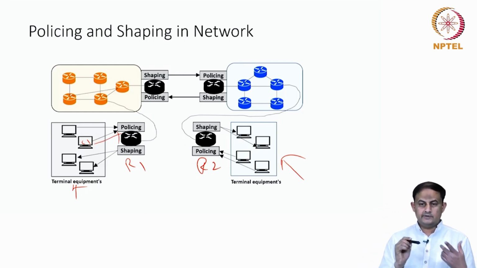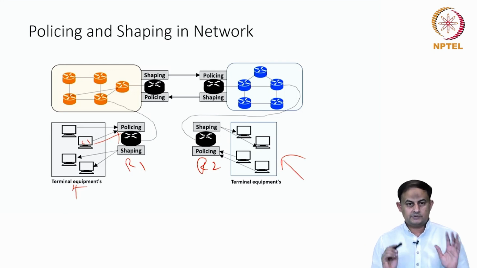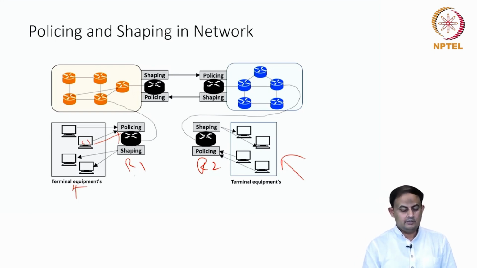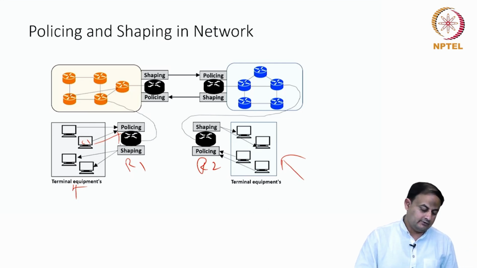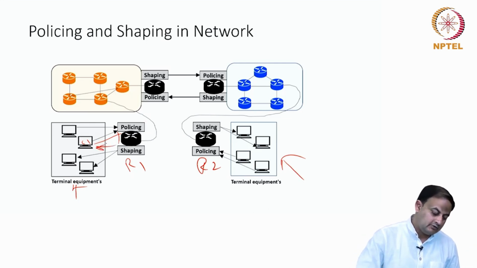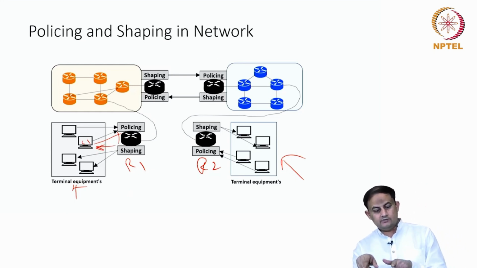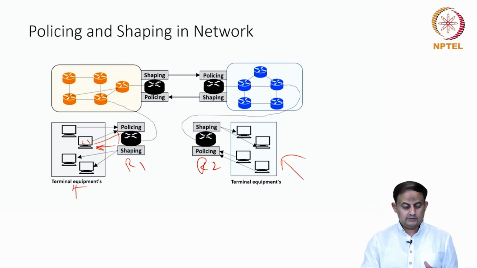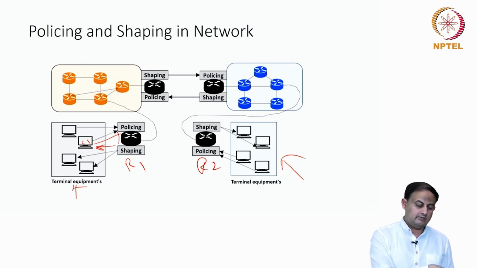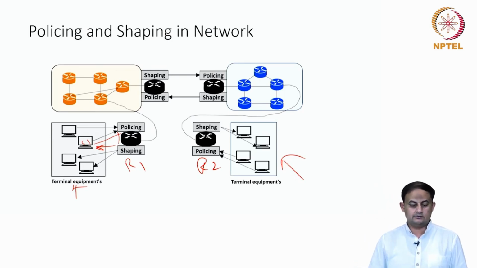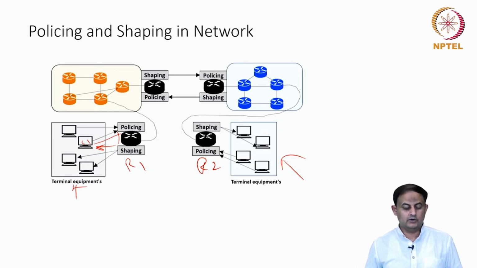Now, R1 is the place where the policing action is happening. If C1 is supposed to send at a particular rate, let us say 1 Mbps, any traffic in excess of 1 Mbps will be dropped or marked at R1, and anything that C1 receives from the other end would be shaped at R1. So, traffic exiting C1 and going to R1 is policed, and traffic exiting R1 and received at C1 is shaped. That is the best way to understand what is shaped and what is policed.